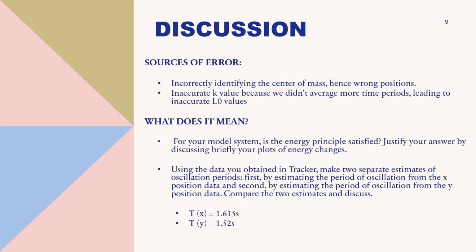Next, using the data you obtained in Tracker, make 2 separate estimates for oscillation periods. First, by estimating the period of oscillation from the x position data, and second, by estimating the period of oscillation from the y position data. Compare the 2 estimates and discuss.